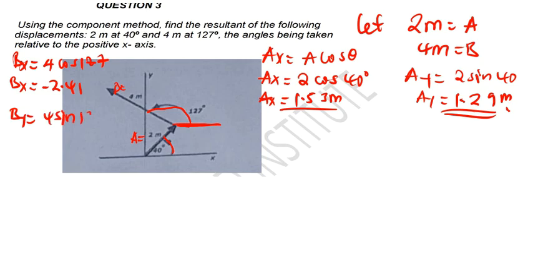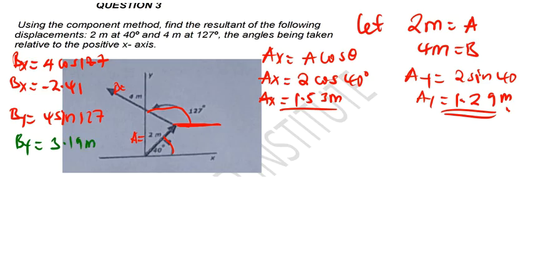What of By? So By is B sine theta, which is 4 sine 127. You write the formula like the way we have done it here. Don't just do shortcuts like the way I'm doing it here. You do it like the way we were doing it there. You understand? 4 sine 127 is giving me 3.19.